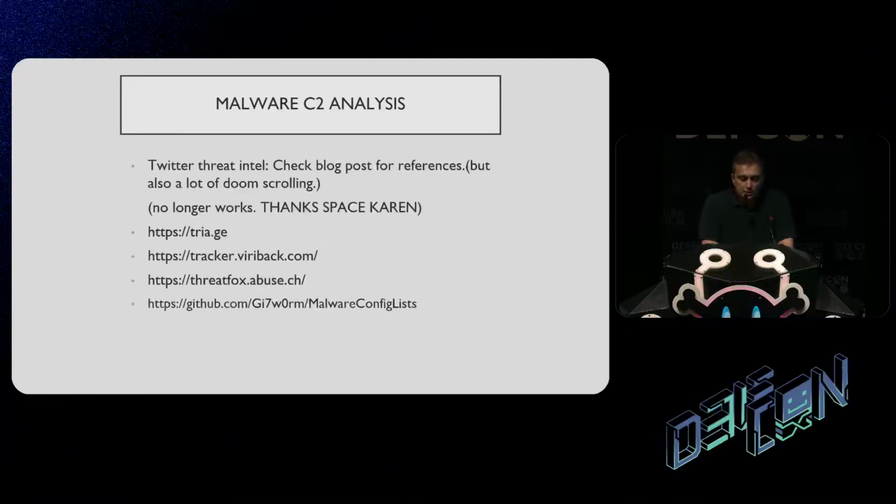The threat intel that I was using is mostly Twitter threat intel. Unfortunately, this is no longer working due to Musk wanting to monopolize over everyone. I'm also using Triage, Tracker, VirusBay, ThreatBox Abuse, and a really nice GitHub from a Twitter user called G7Worm.